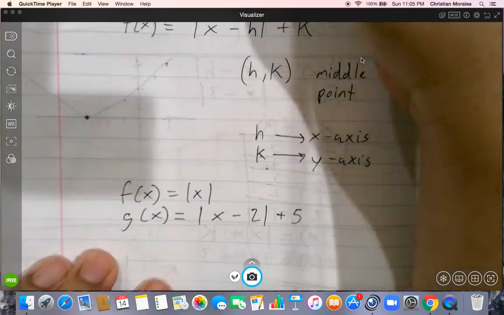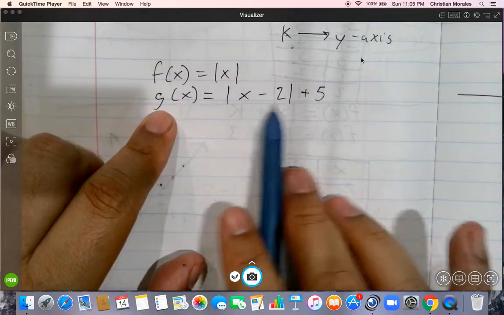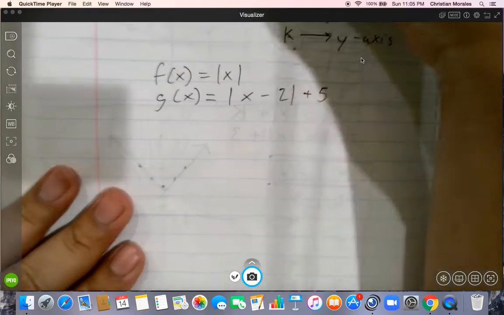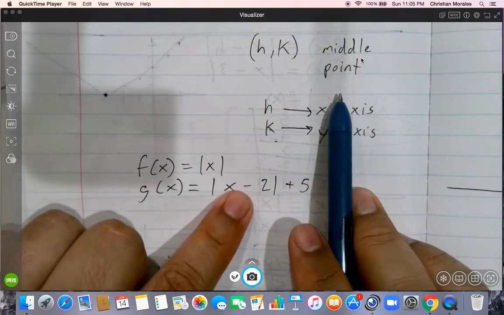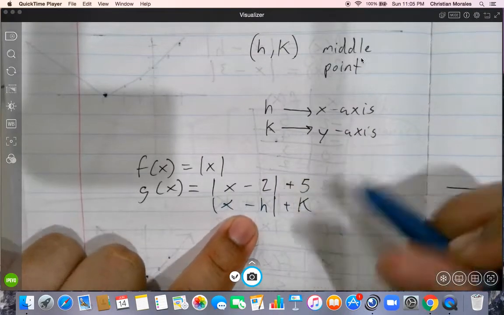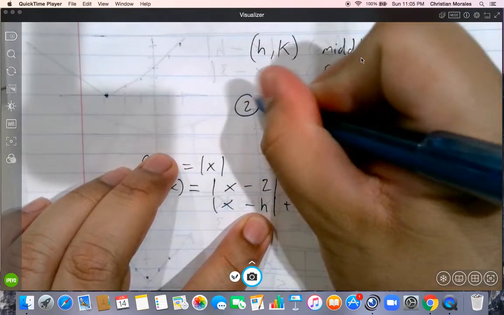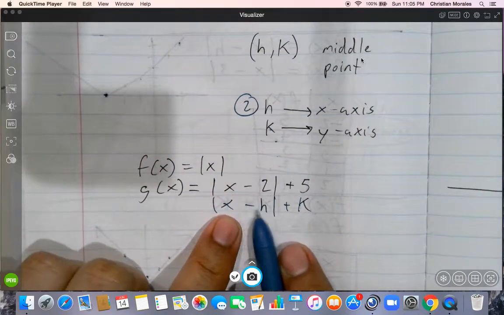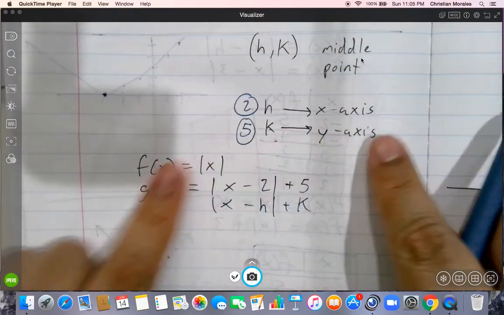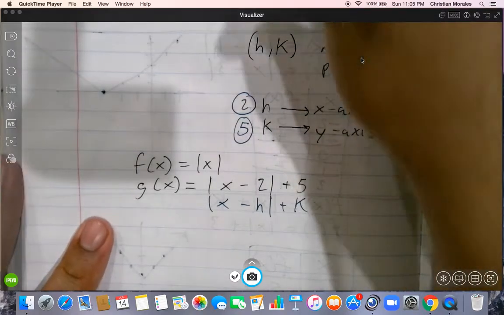So let's do a combo. This is the parent function. Let's say your new function has been transformed with these numbers. All right. Now you can make a table, or you can follow this rule. If the formula they have looks like this, what numbers did they give you for h and for k? Okay, well, h is a 2, and it's not a -2. The negative sign's already in the formula, and k is a 5. So what that means is, for the x-axis, it's going to move 2 spaces, but for the y-axis, it's going to move 5 spaces. So here's how it would look if I graph this, all right?